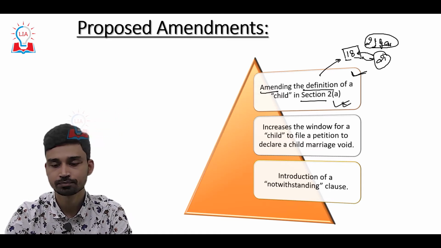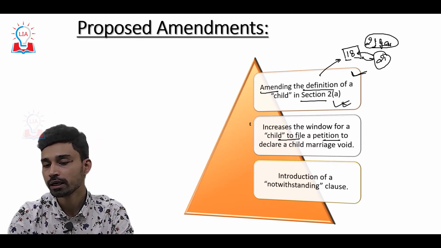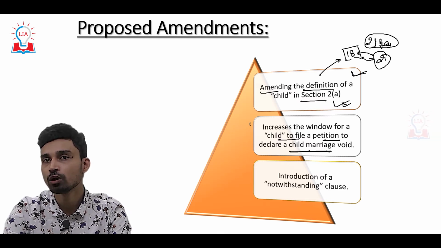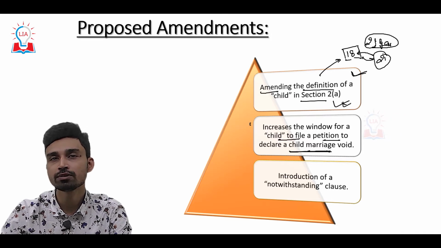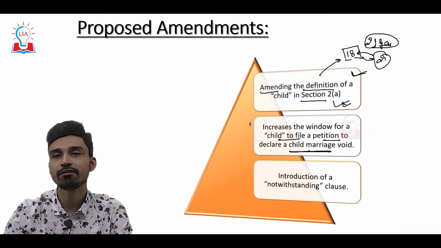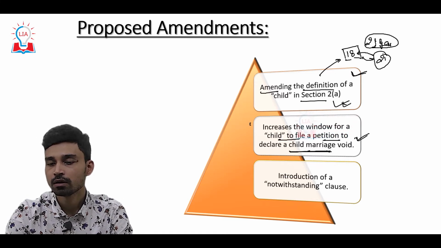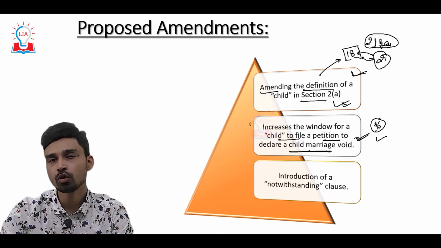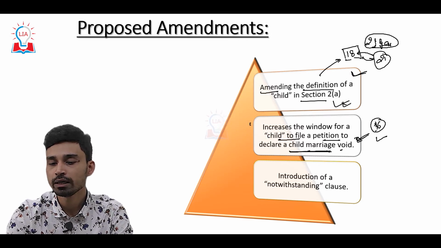Second, the bill also aims to increase the window for a child to file a petition to declare a child marriage void. Now, this is something we have to understand: as per the provisions of the Prohibition of Child Marriage Act 2006, it does not only criminalize child marriage, but also gives a minor child the opportunity to file a petition in court and ask for the marriage to be void. That means if a girl who is married at 16 years of age can go after 1 or 2 years of marriage, or whenever she likes, to the court and ask the court to nullify the marriage, then the court will declare the whole marriage void.